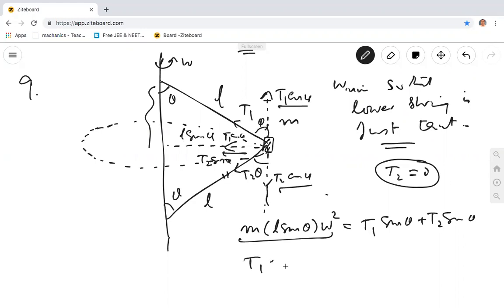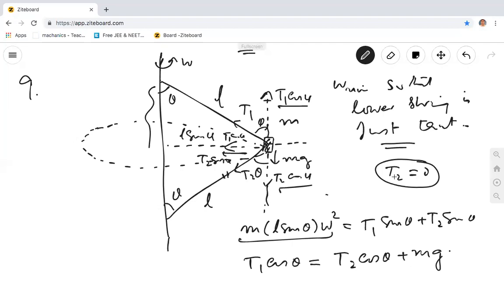T1 cos theta is equal to... can anybody tell me that? Okay, I will tell you. It is T1 cos theta, but the downward force is T2 cos theta here. But the downward force is also mg. Don't forget that. So how many forces are in the downward direction? T2 cos theta plus mg.